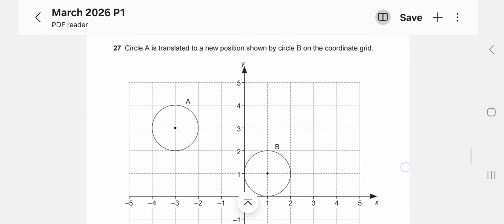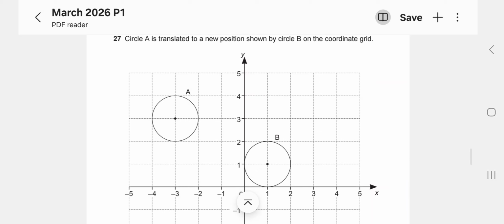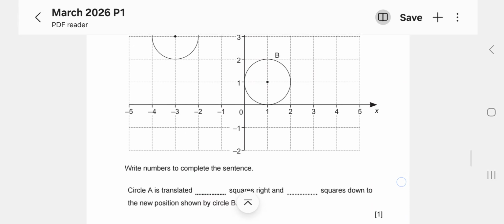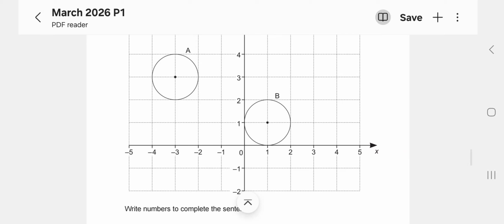We need to count this translation from A to B. How many squares right, how many squares down? Some people were confused here. They said we used to translate shapes, polygons, triangles, squares, rectangles. How can I translate a circle? In the circle we have a center, and when I talk about circle A, this is the center and this is the center. I need to go from this center to this center.